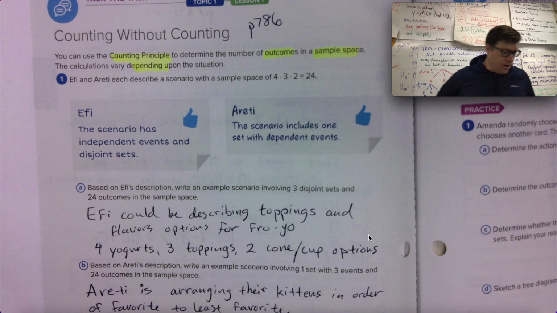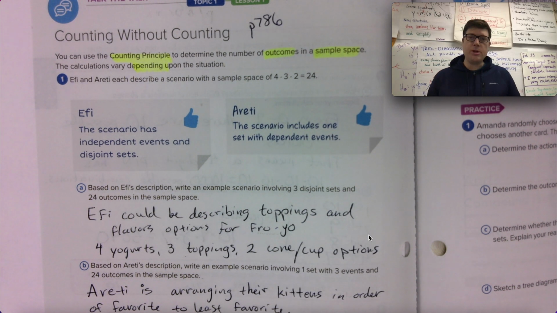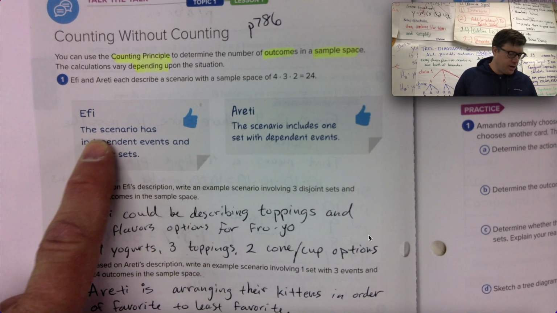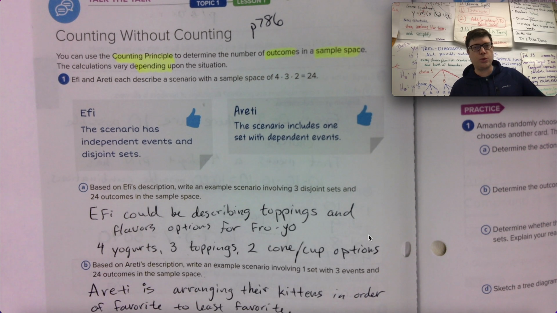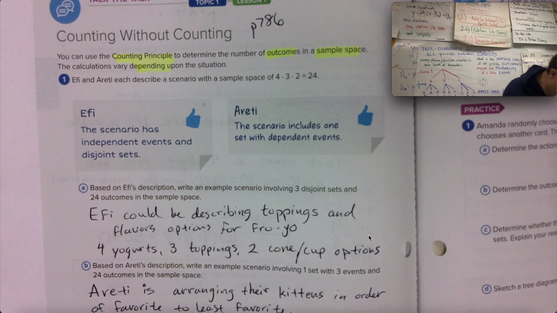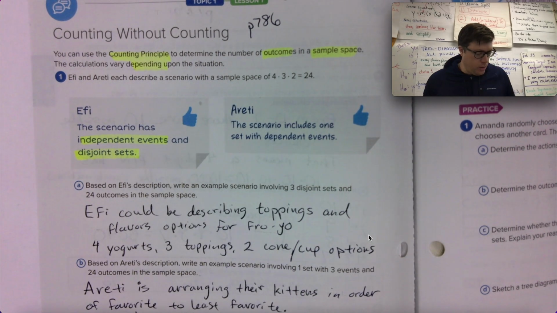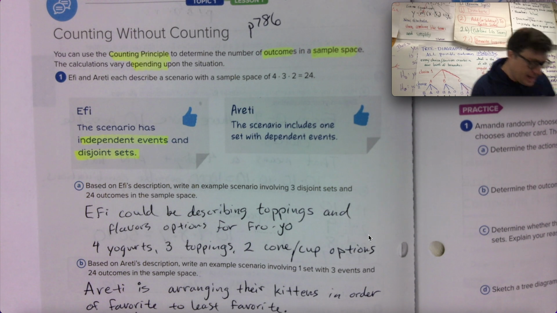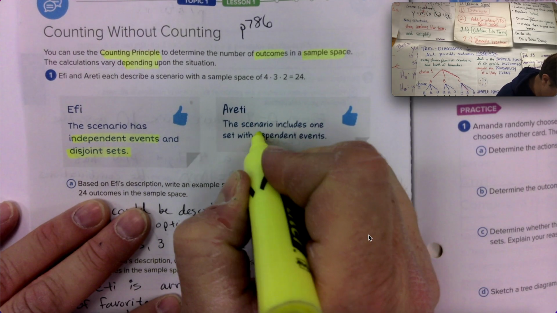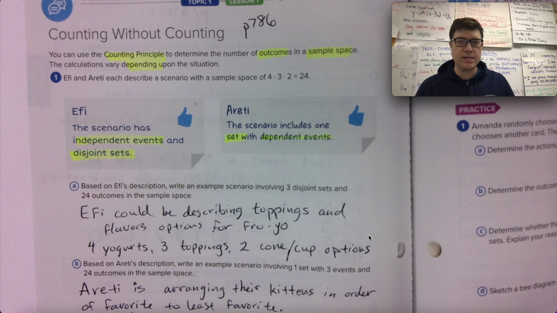Effie and Areti are describing scenarios of the possible sample space of 4, then 3, then 2, which makes 24 different combinations. And Effie wants to produce a scenario that has independent events and disjoint sets. So vocabulary comes in: highlight independent event and disjoint set. Areti wants a scenario including one set with dependent events. And by the way, set is also one of the vocab words from this lesson.